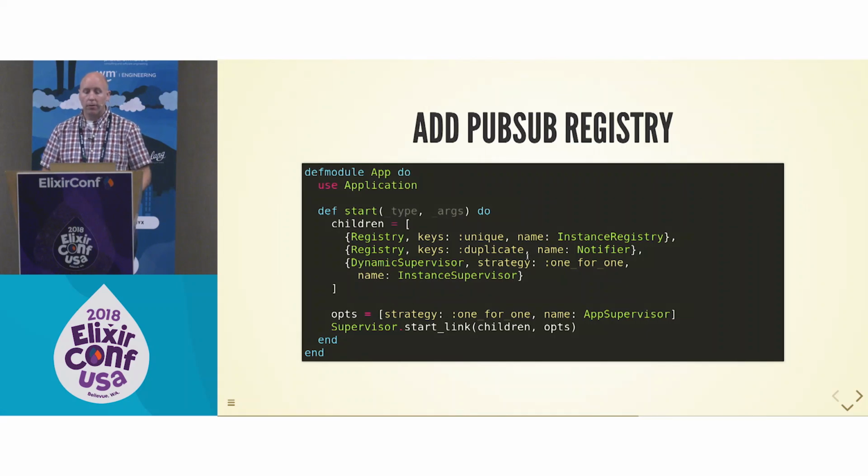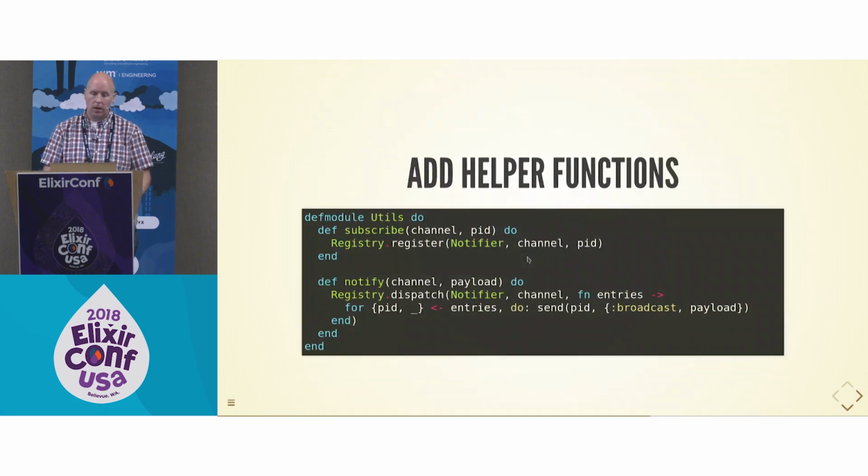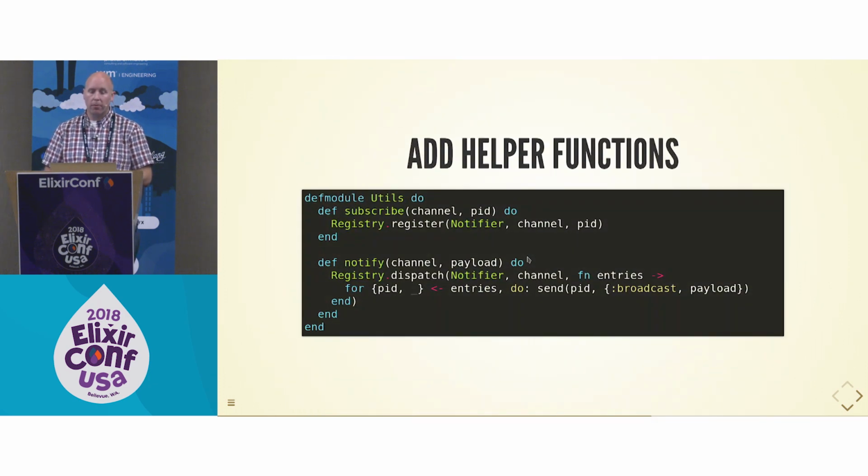In order to do that, we're going to create a duplicate registry. And we're going to add it to our supervision tree, and we're going to give it the name notifier. We're also going to create a couple of helper functions to help us use this new registry. So we're going to create a subscribe function. We're going to pass in a channel parameter and the PID, and it's really just the key that we're going to associate in that registry. And the value would be the PID.